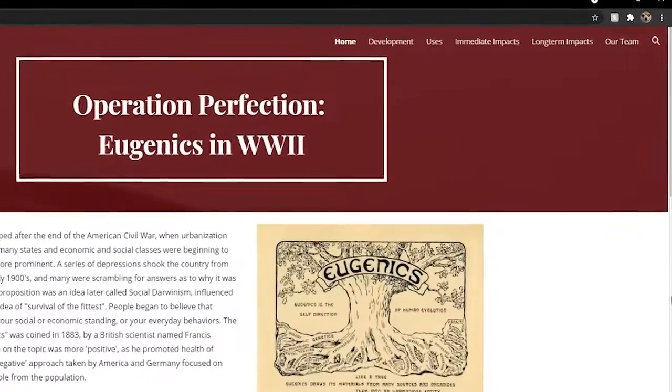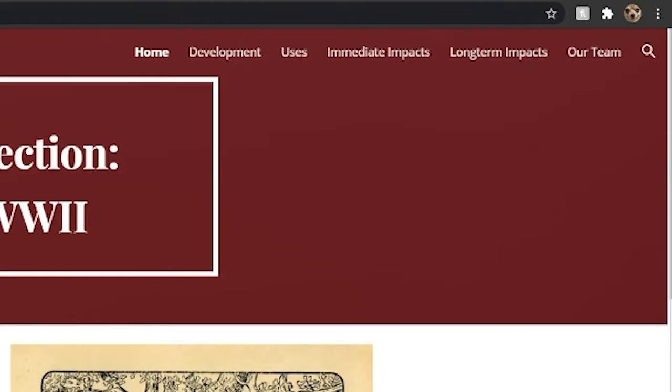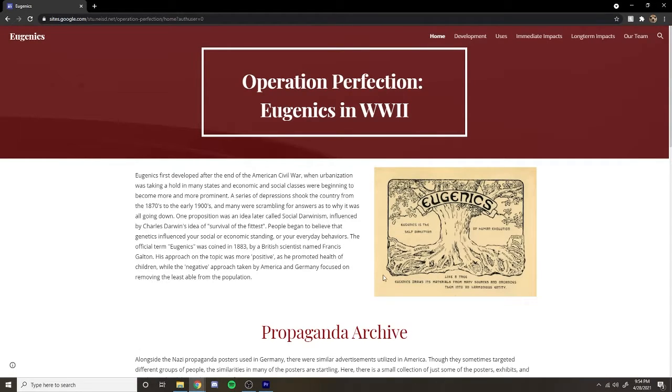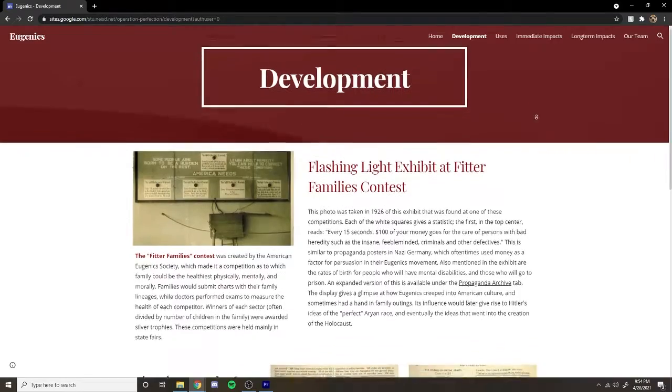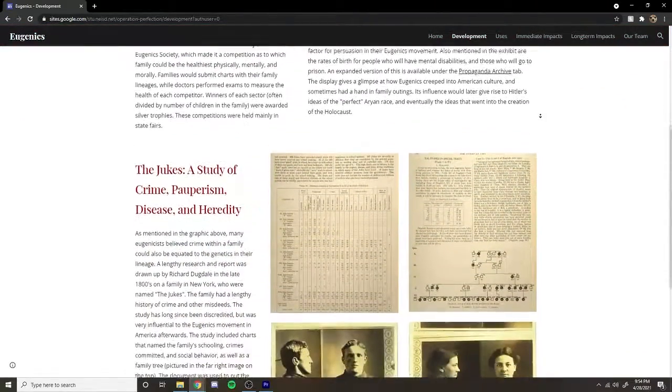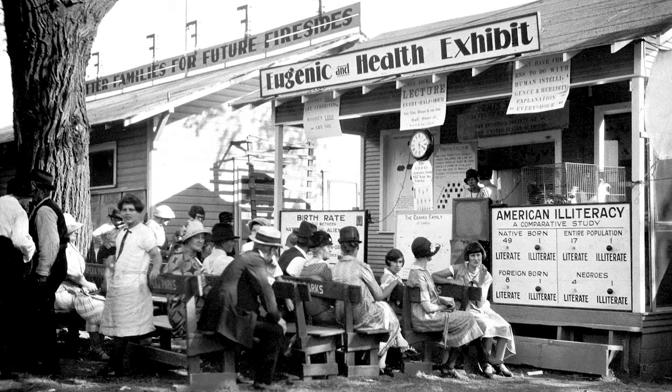On this website, you will be able to find many different aspects of eugenics, ranging from development and use to short-term and long-term effects, mainly within the context of World War II. The first page of the exhibit highlights the development of eugenics and primarily explores its beginnings in America. Here you can discover how eugenics was popularized in state fairs, or how families were studying the movement to see how genetics supposedly influenced their crime rates.